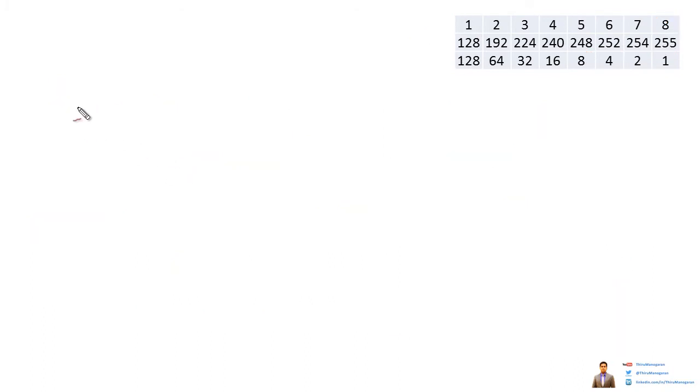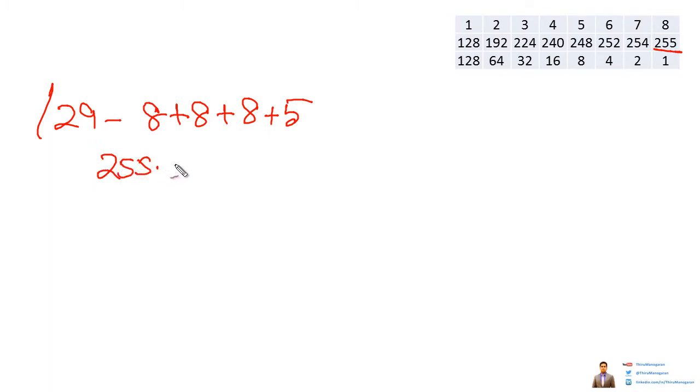Let's do a couple more. Let's say /29. How can we write 29? 8 plus 8 plus 8, 24, plus 5, 29. If 8 bits are on, it's 255. So 255.255.255, and 5 bits is 248.